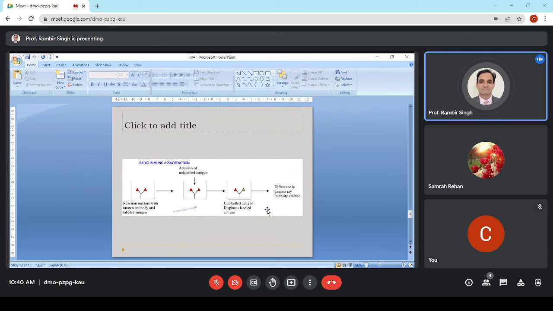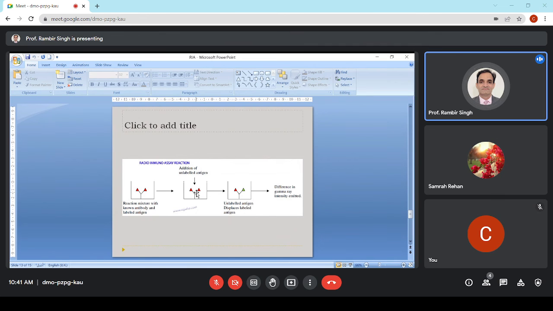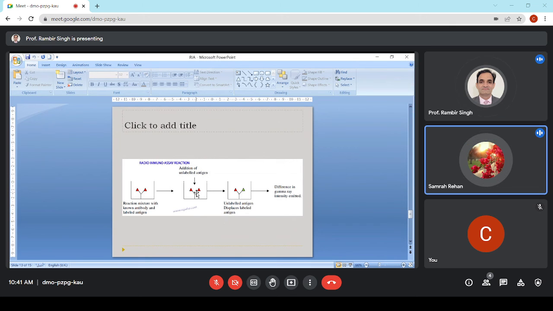Now suppose I put any body fluid here, then that body fluid will have antigen. Does that antigen have radioactivity? It will not have any radioactivity, because we isolated it from the sample. But this antigen will compete with the labeled antigen for the antibody, because the antibody doesn't know which one is labeled antigen and which one is unlabeled antigen. Labeled antigen means antigen labeled with radioactivity.